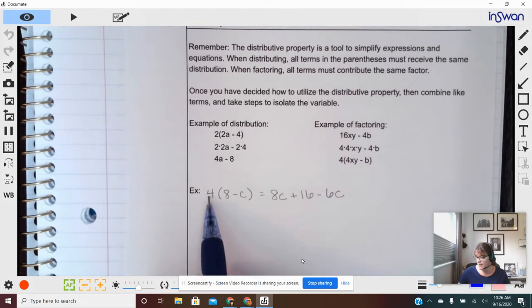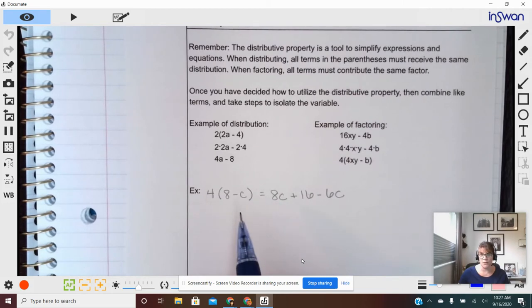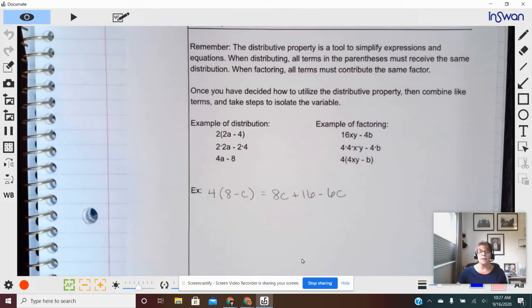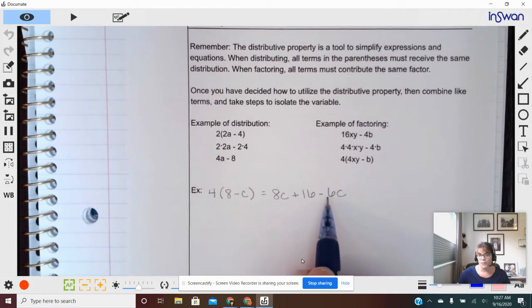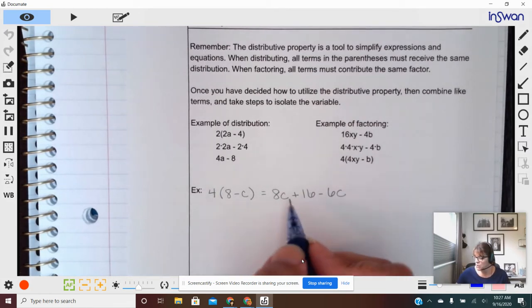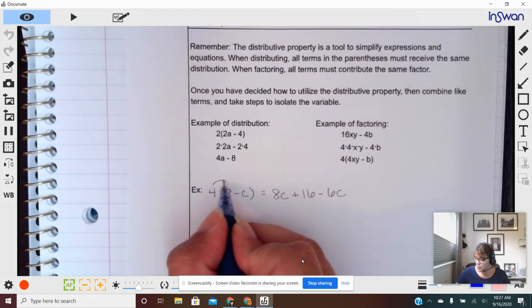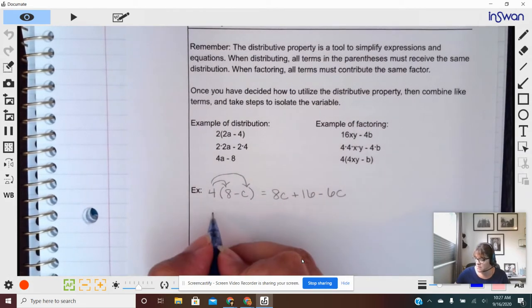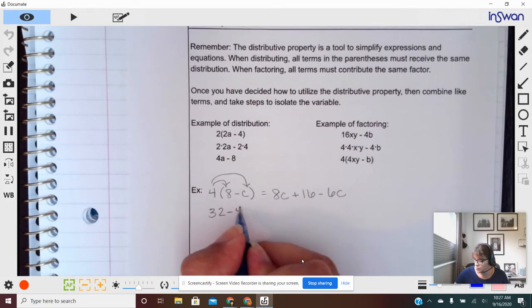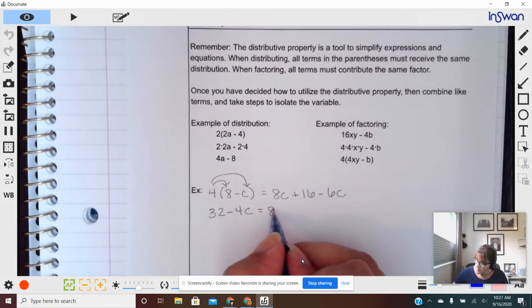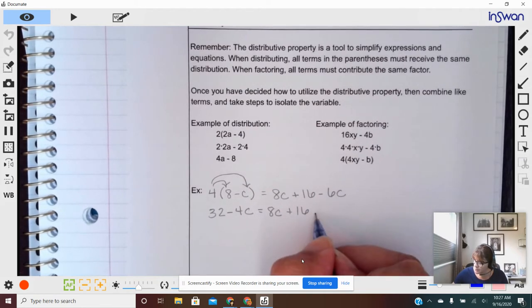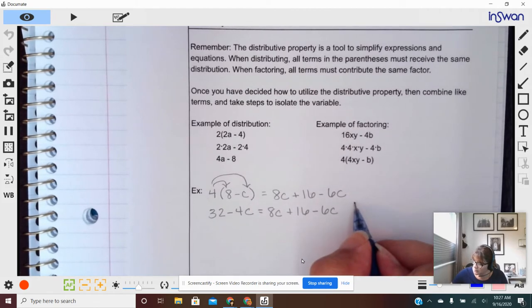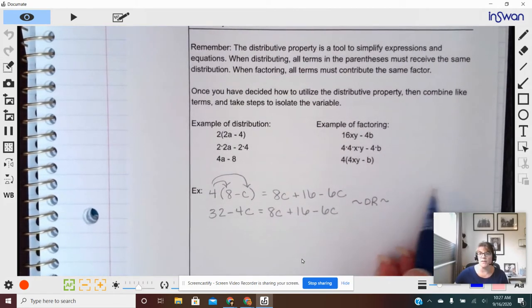A couple things I notice here. I could definitely distribute this 4. There's another way I could do this as well, and I'm going to show it to you. I can also combine some like terms here and simplify things. I'm going to distribute this, just since this is the focus of this lesson, and show it this way first. 4 times 8 is 32 minus 4C equals 8C plus 16 minus 6C. Now I'm going to leave some space over here in my notebook because I'm going to do this a different way in a moment.